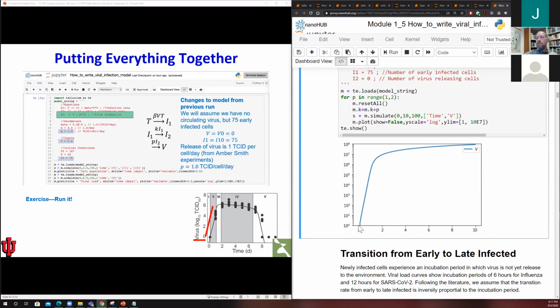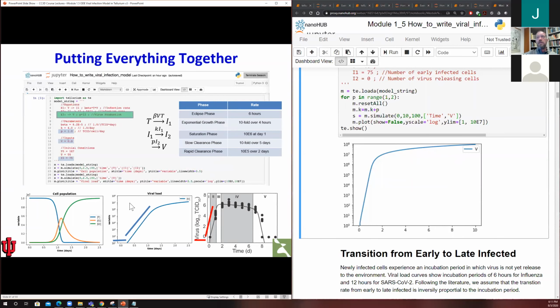Okay, and what you see here is that there's a delay, a short delay, followed by an exponential growth, followed by a saturation. So this very, very simple model is replicating parts 1 and 2 of our viral load curve. So what I'd like people to do as an exercise now would be to change that rate law, that delay constant, and change P and see what happens, okay?